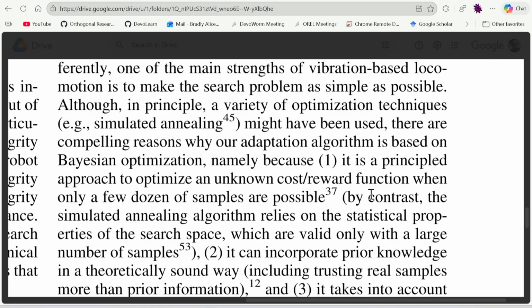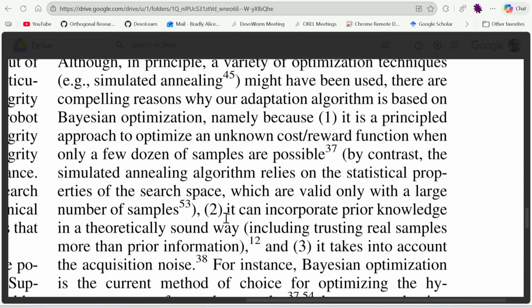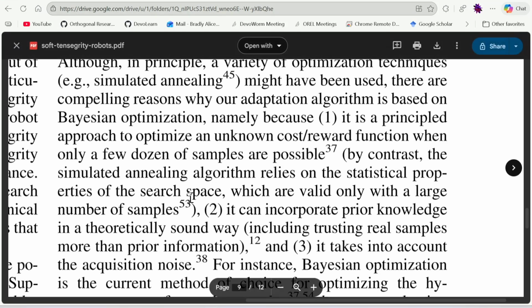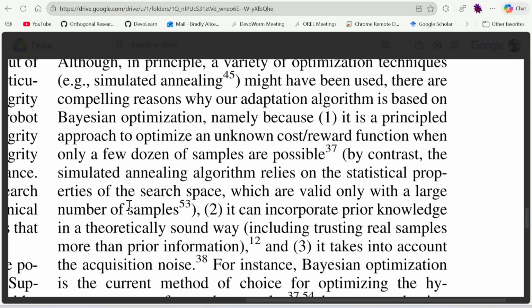A couple of those reasons: one, it is a principled approach to optimize an unknown cost-reward function when only a few dozen samples are possible. If we wanted to use simulated annealing, we would need the statistical properties of the search space, where we can operate from a large number of samples. So in cases where you don't necessarily know the statistics of your search space, you can use something like Bayesian optimization over some other alternative like simulated annealing.